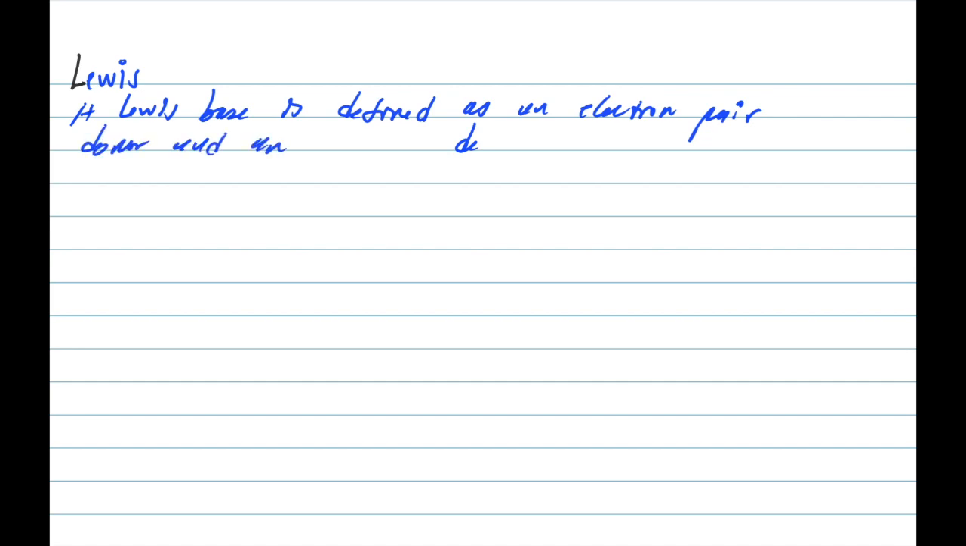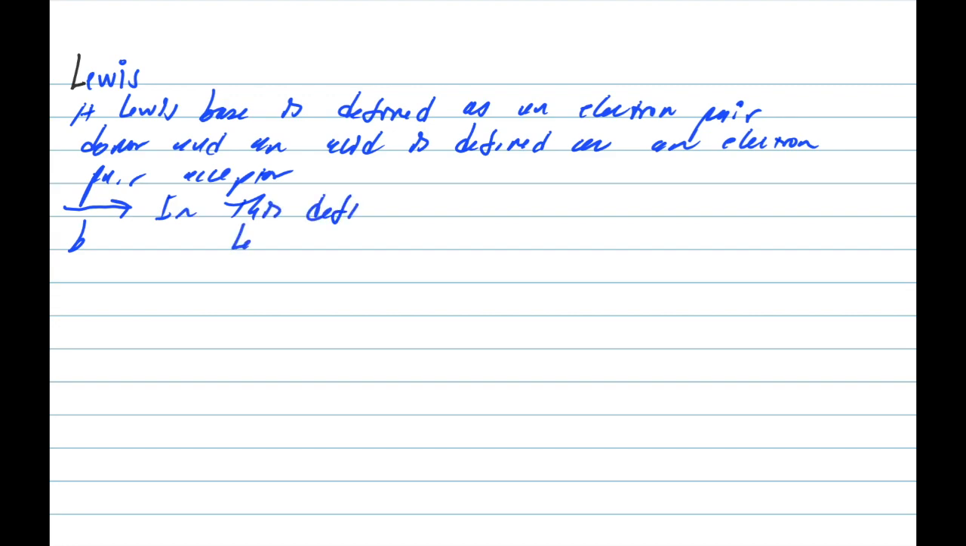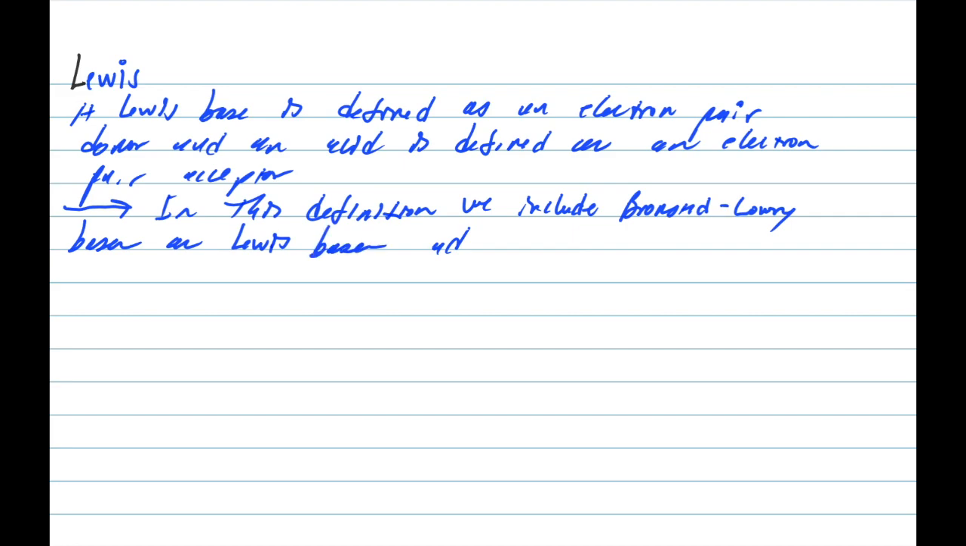Okay, and now we have the most broad definition, which is the Lewis definition. A Lewis base is defined as an electron pair donor, and an acid is defined as an electron pair acceptor. So we've seen that all the definitions are going to be different. So Bronsted-Lowry and Arrhenius, they are defined in certain terms, and then Lewis is defined in terms of electron pairs. So in this definition, we note that we include Bronsted-Lowry bases and Lewis bases as the same. And the same goes for the Bronsted-Lowry and Lewis acids.